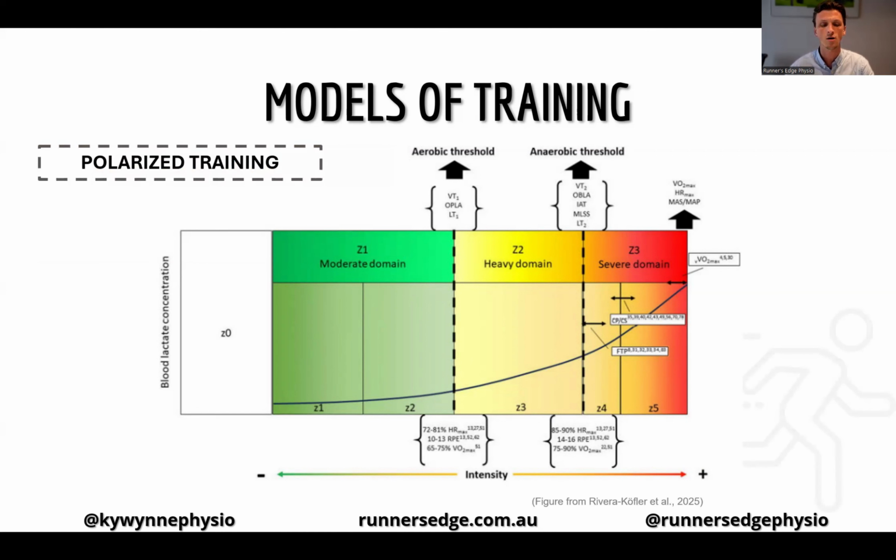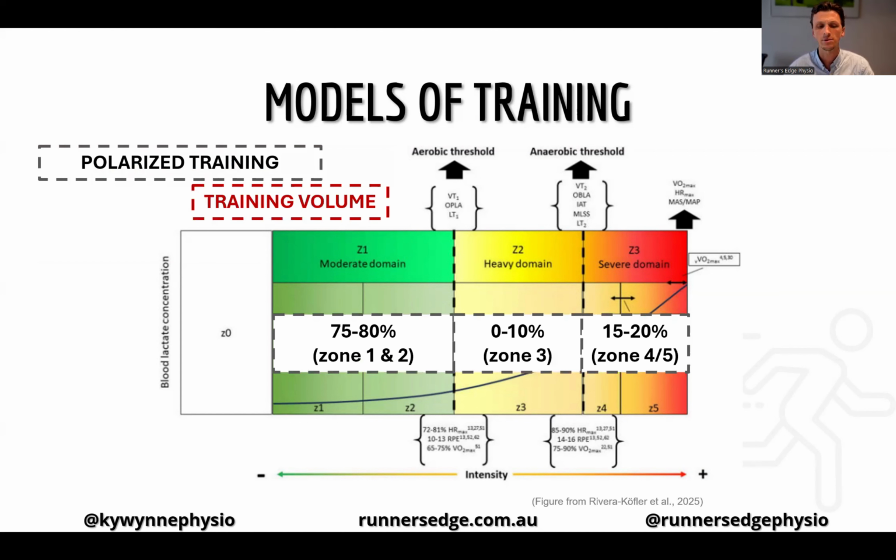Now, polarized training is probably what you've heard out there if you have heard people talk about 80-20 training. And polarized training typically breaks up your training volume, so for example, your total time or your total kilometers in a week, into roughly 80% in zone 1 and 2, so our easier heart rate training, a small amount in zone 3, so our middle zone training, or typically known as our threshold training, and then up to 20% in zone 4 and 5, so our higher heart rate zones.